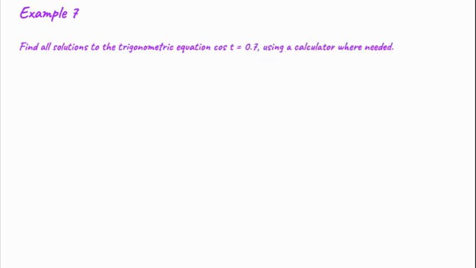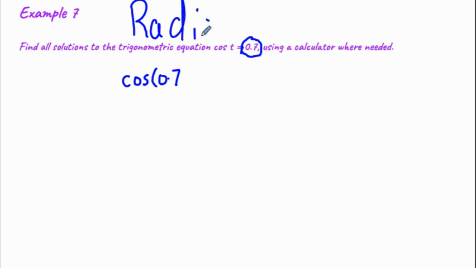Find all solutions to the trigonometric equation cosine t equals 0.7 using a calculator where needed. Well, cosine is never 0.7 on the unit circle, so we will have to use our calculator on this one. So we're going to use the inverse cosine of 0.7. Make sure you use radians, okay? So the inverse, which is the cosine with the little negative 1. That's sloppy. I'm going to rewrite that.